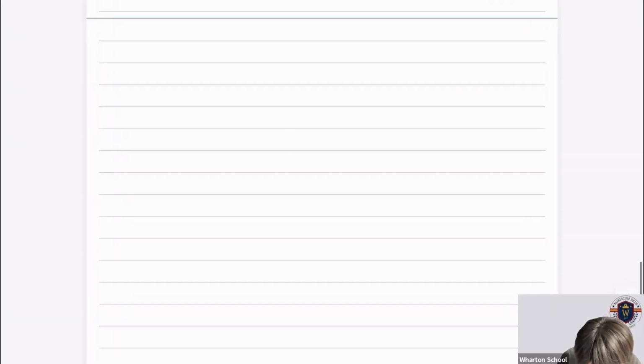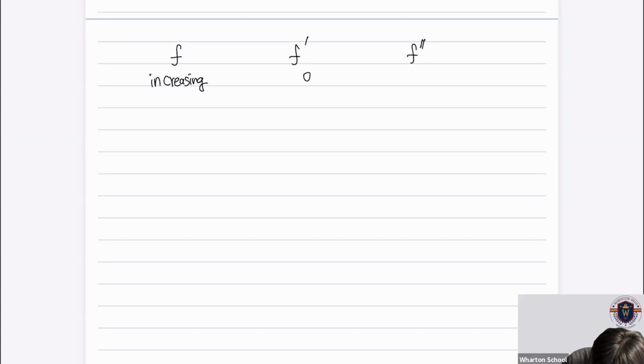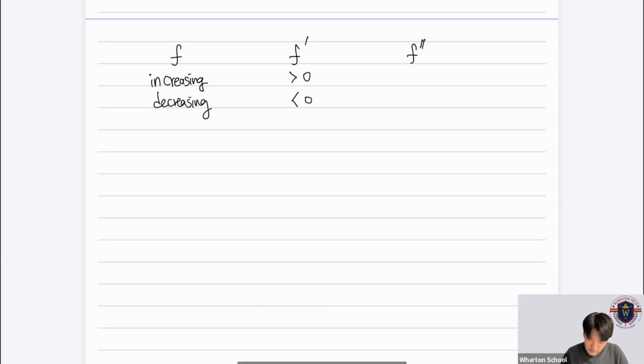I'll draw a table like this: f, f prime, f double prime, right? If f is increasing, is f prime greater than zero, equal to zero, or less? F prime is positive. Yes, it's positive, right? And then what if it's decreasing? F prime would be negative. Yes, less than zero, right? Okay. And let's compare when f is at c.